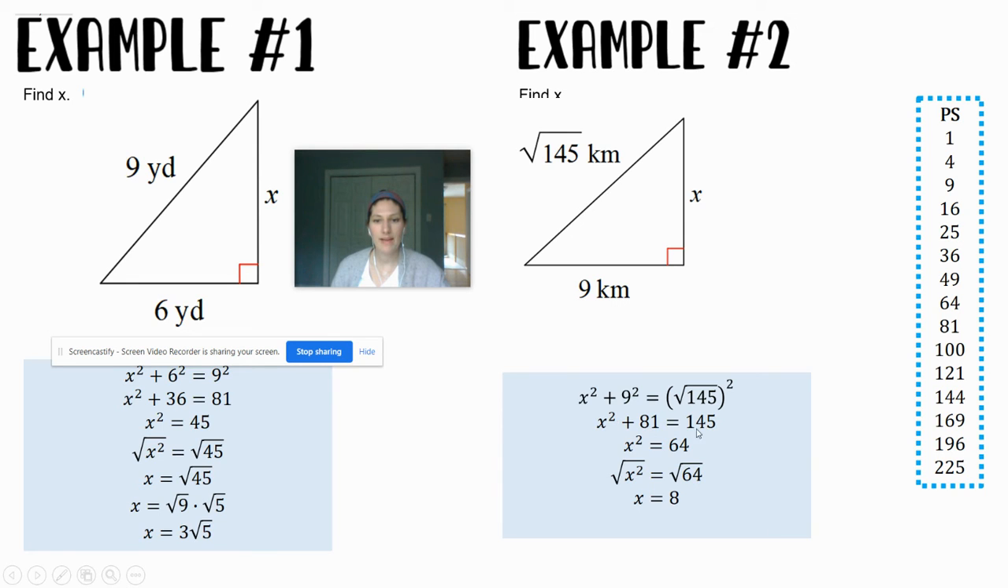Get x squared by itself by subtracting 81. Take the square root of both sides, and this is one of our friendly perfect squares. Square root of 64 is just 8.